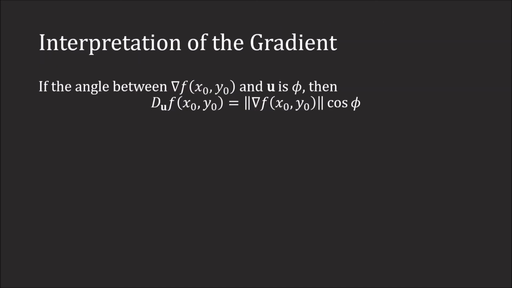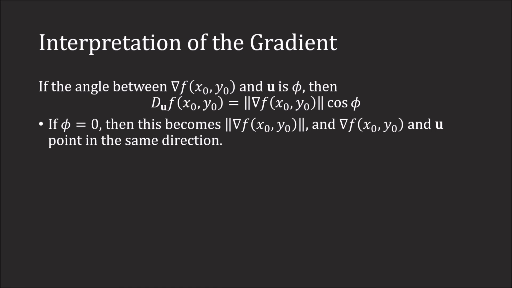Now, let's take a look at this. If the angle between the gradient of f at x naught, y naught, and u is given by phi, then the directional derivative at f of x naught, y naught would be the magnitude of the gradient of f times the cosine of phi, again, because the directional derivative is the dot product between the gradient and u. If phi happens to be 0, then this becomes simply the magnitude of the gradient. And that gradient and u would point in the same direction.